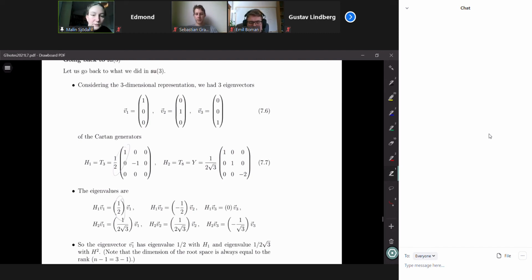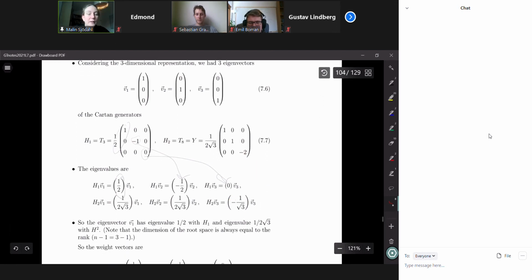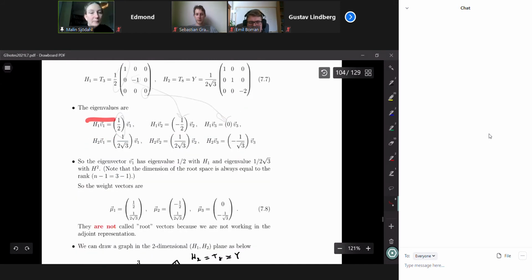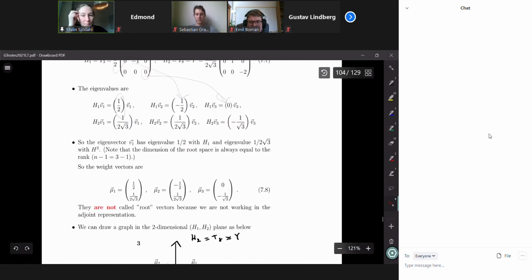So that was H1 and V1, then we can take H2 and V2, and then we pick up just this diagonal element. And then H1 and V3 gives us 0, similarly H2, so this guy over here on V1 gives us this factor here, H2 and V2 gives us that factor, and H2 on the last V3 gives us this factor down here. So we have found the eigenvalues of the elements in the Cartan subalgebra.